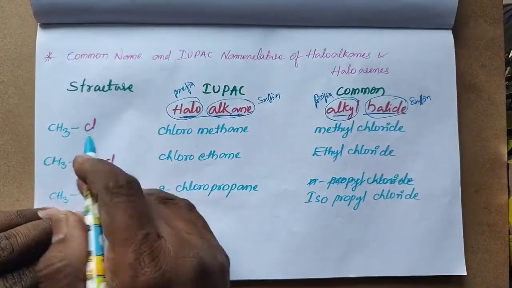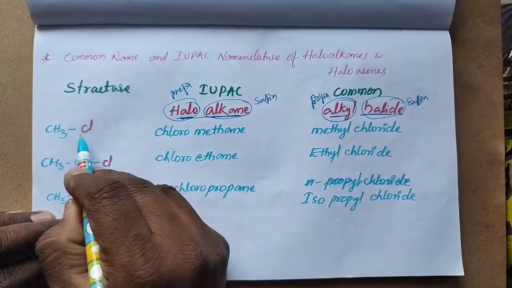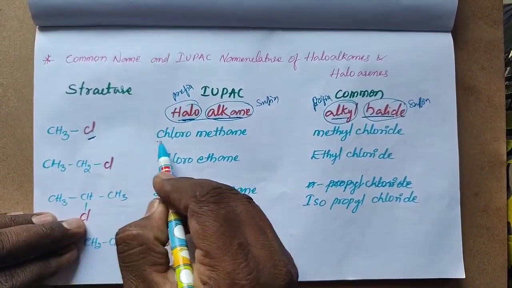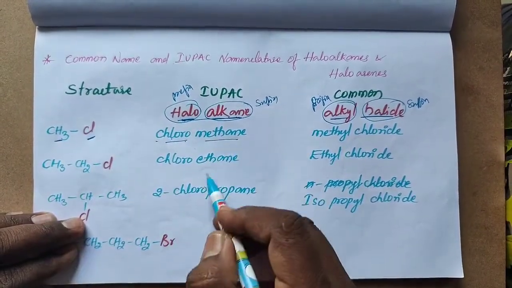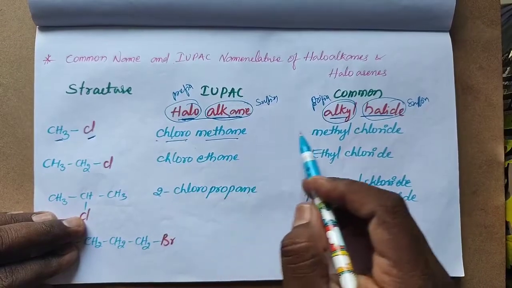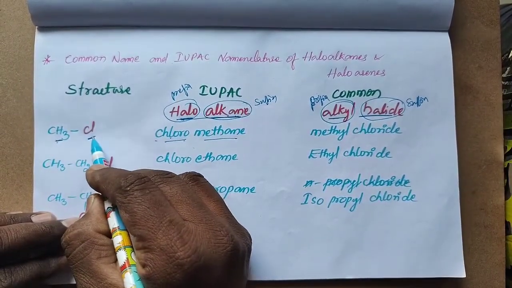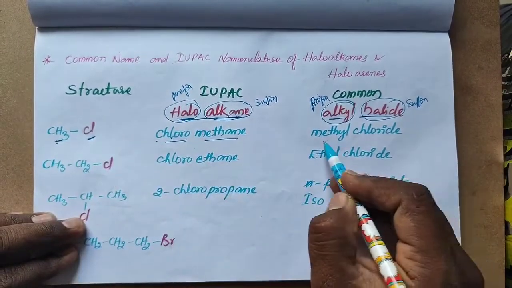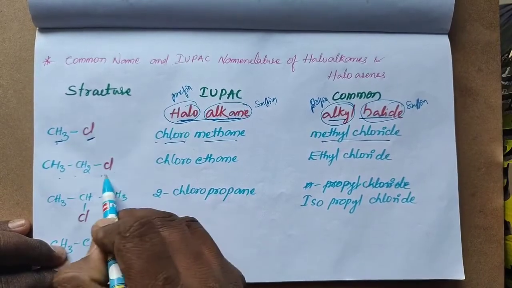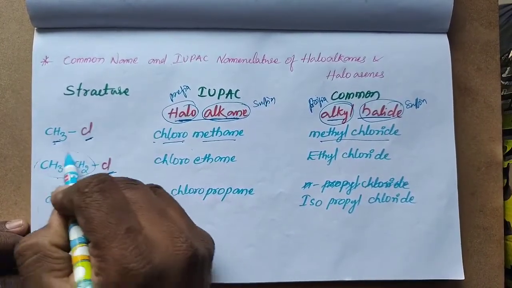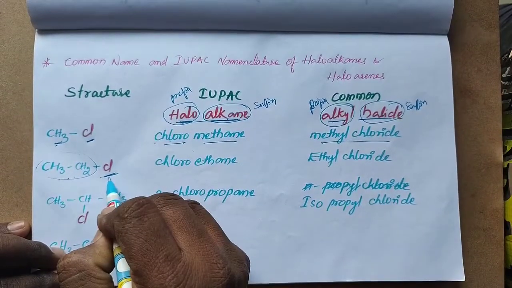You observe in CH3Cl, chloro haloalkane. What is the halogen in this? Chlorine. So chloromethane is the IUPAC name, and the common name for alkyl halide is methyl halide. The halide is chlorine, so methyl chloride. And this is CH3CH2Cl, chloroethane, and commonly we call it ethyl chloride.